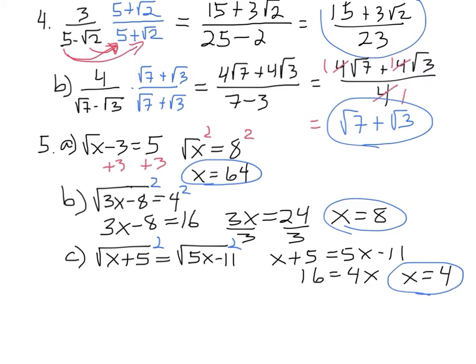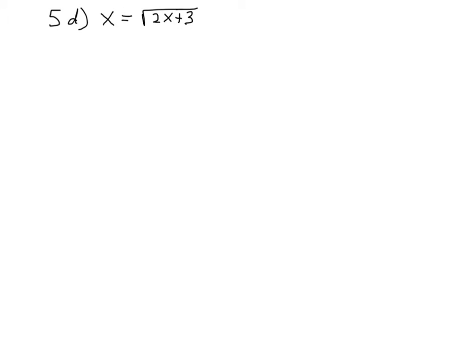I'm going to have to do D on the next page. For this equation, the square root is isolated, so I'm going to go ahead and square both sides. It's going to require a little bit more work because you see I'm going to end up with an x squared term. So x squared will now be equal to 2x plus 3.